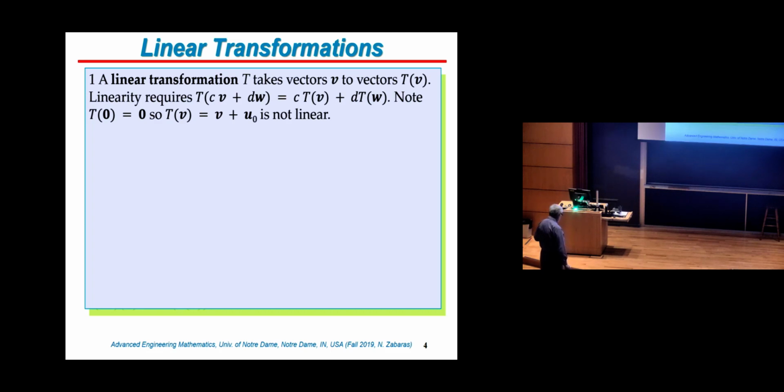This transformation, by the way, is extremely important in applications. This is what we call an affine transformation, just moving everything by some constant vector. So it is an extremely popular transformation, but it's not a linear transformation. All right, it's not a linear transformation. So something that looks linear may not be linear.